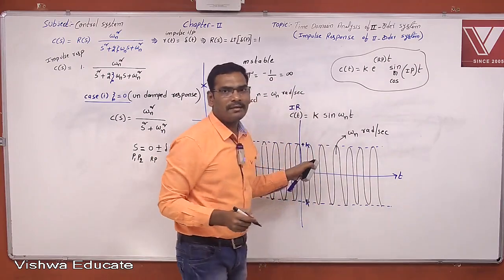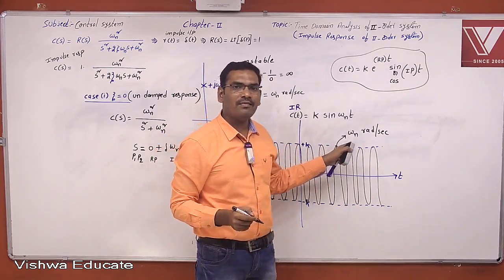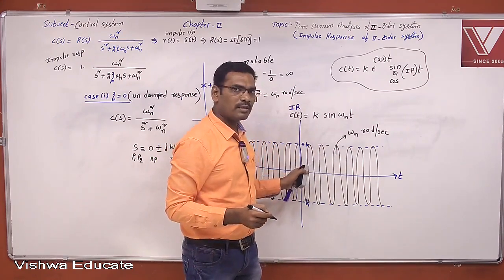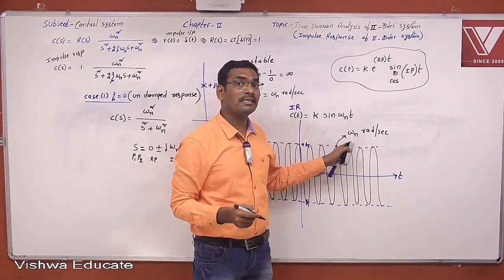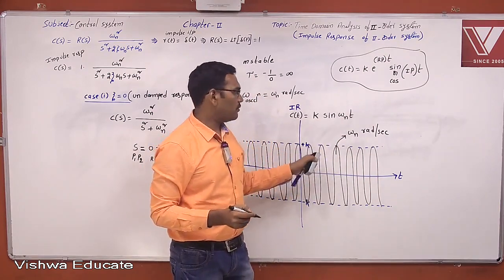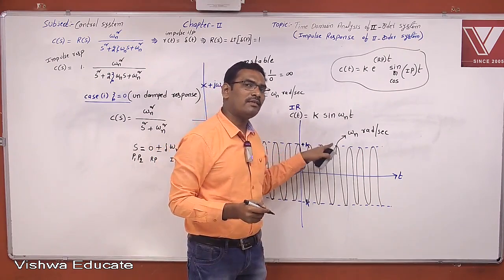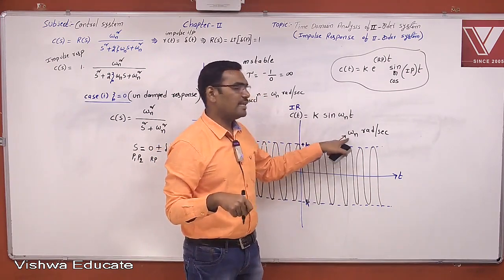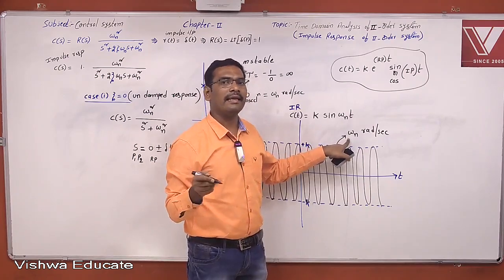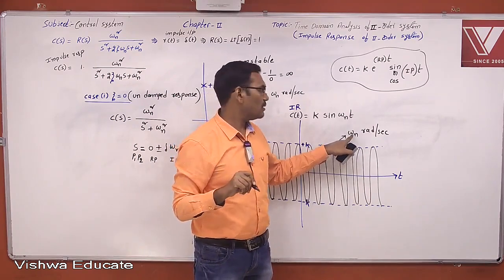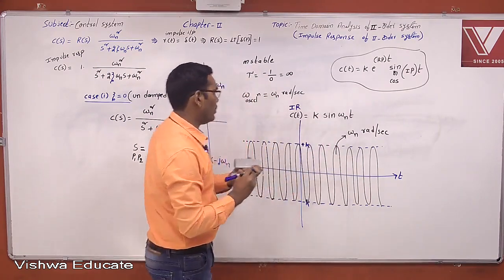Now this is the undamped response. The frequency of oscillation in this response is called the undamped frequency of oscillation. That's why omega n, which we already have a name for, is the undamped natural frequency of oscillations.